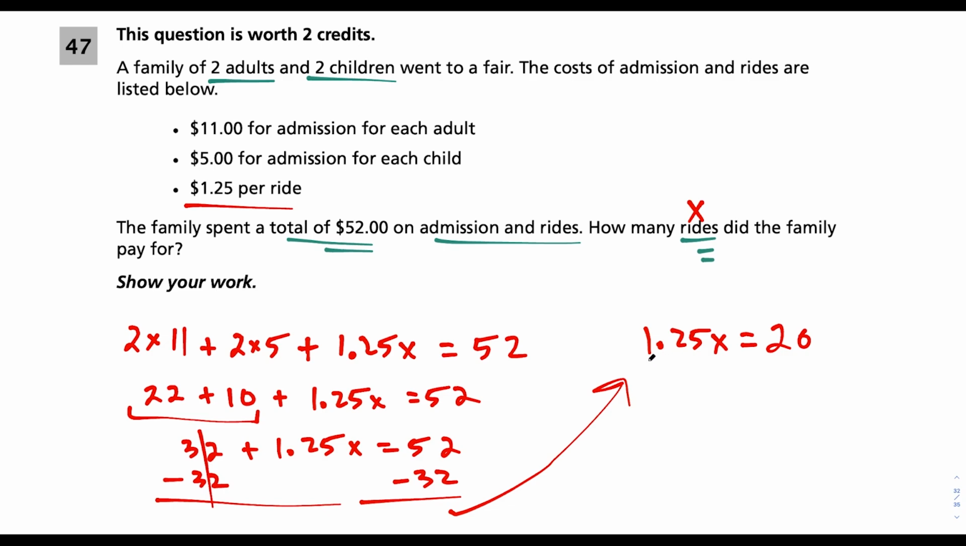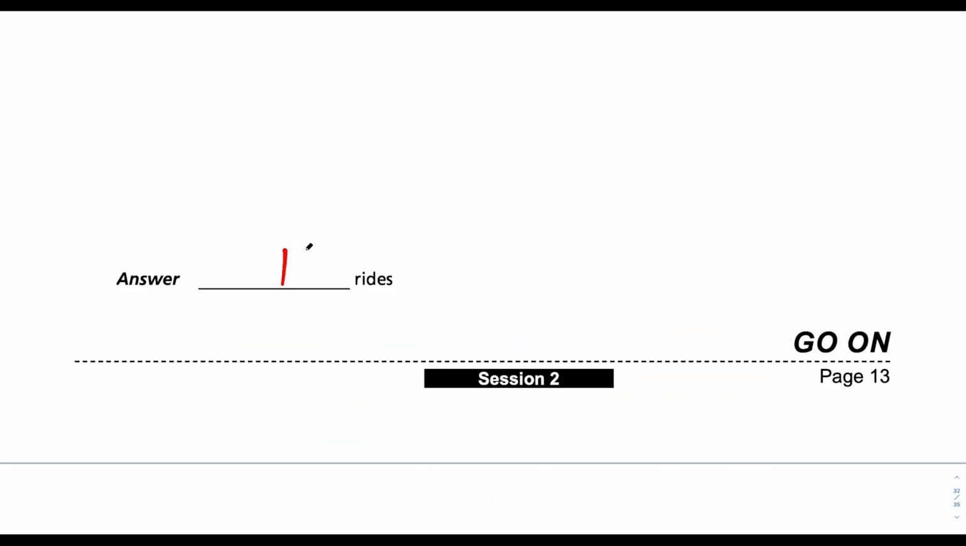So then all we have to do here is just divide by 1.25 on both sides. So we're dividing, and the rest here is just calculator work. You could just do 20 divided by 1.25, and that's going to work out to 16. So we could say the family paid for 16 rides.